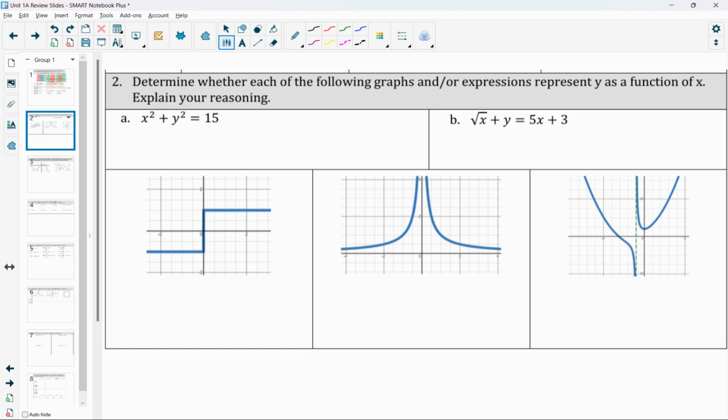Number 2, determine whether each of the following graphs and or expressions represents y as a function of x, and then explain your reasoning. So in these equations, remember the thing that we're looking for is if the y variable has an even exponent. If it has an even exponent, or we see a plus or a minus in the expression, then it's not a function. So this one is not a function. And you can just say because y has an exponent of 2, or like an even exponent, or you could say that you'll get multiple outputs.